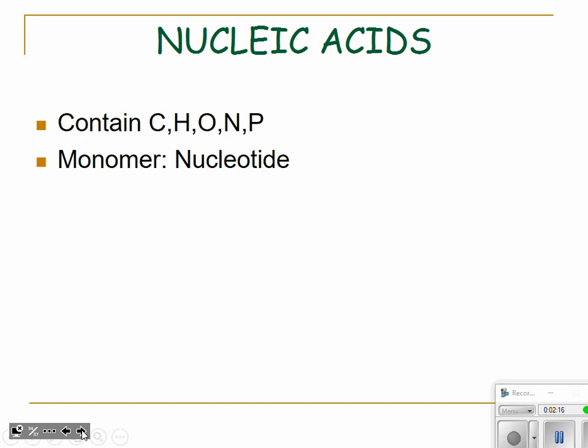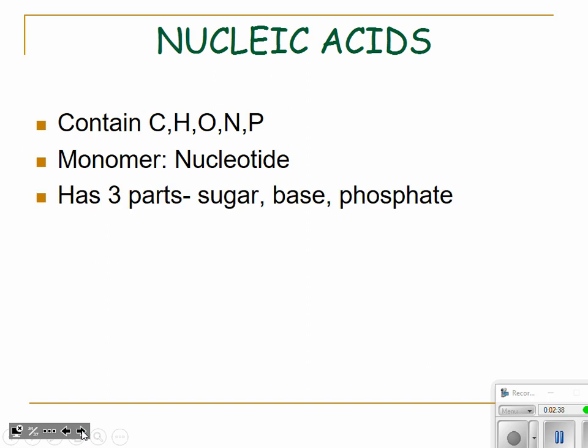The monomer for nucleic acids are something that we call nucleotides. The monomer for a nucleic acid is what we call a nucleotide. Now, what is a nucleotide? Well, it has three parts: a sugar, a base, and a phosphate group. A sugar, a base, and a phosphate group.